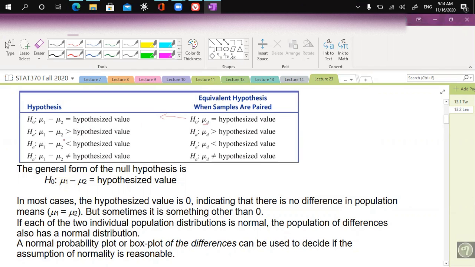Okay. And mu1 minus mu2 greater than the hypothesized value is equivalent to mu d greater than the hypothesized value, and so on and so forth. So this is the hypothesis. And when they are paired, the equivalent hypothesis becomes, or we write it, this way. So in this lecture, this is what we are learning now because it's paired.